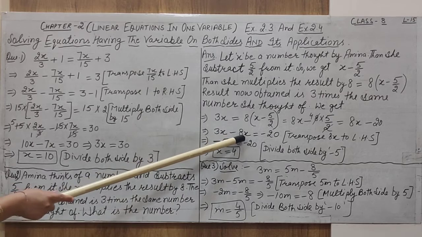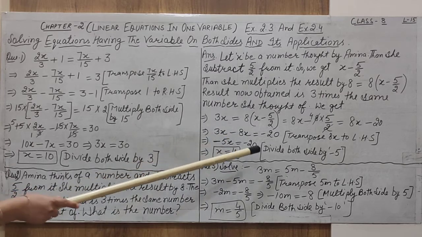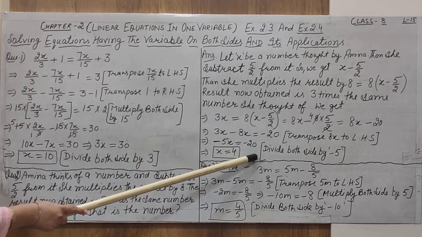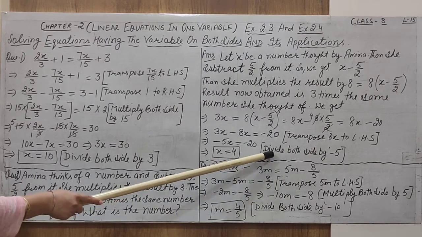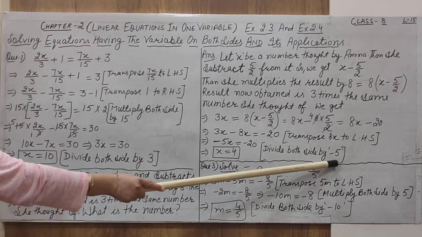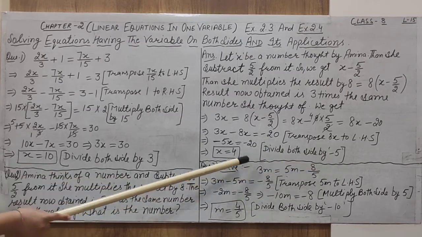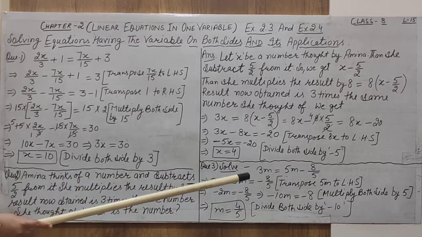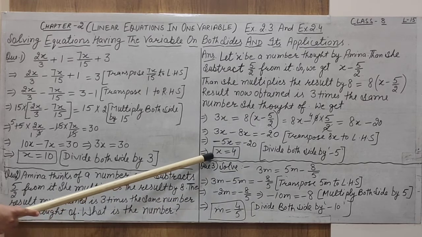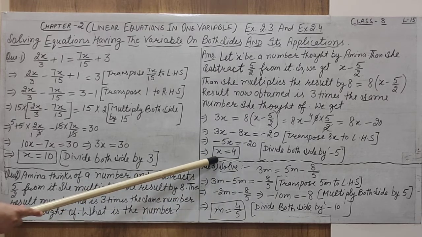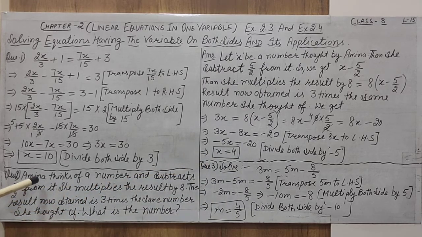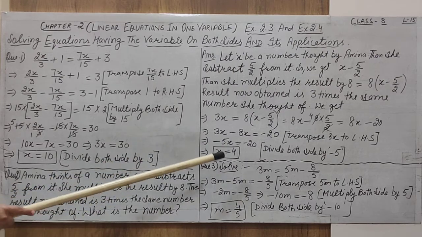Now 3 minus 8 we get minus 5x, and the right hand side is minus 20. Now divide both sides by minus 5, not only by 5. If you divide only by 5, you get the result of minus x. But we want the result of x, that number which Amina thought. And that is x, not minus x.